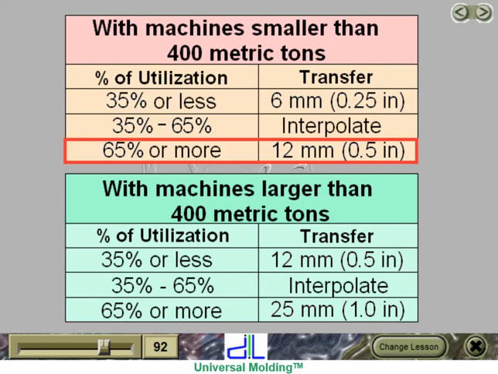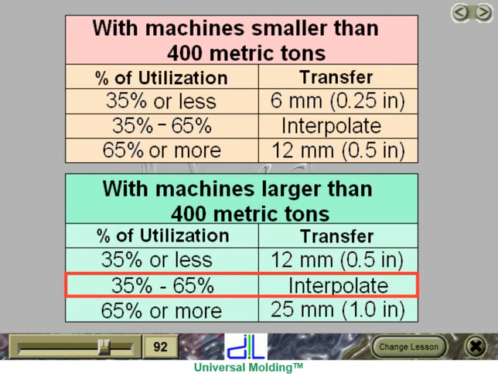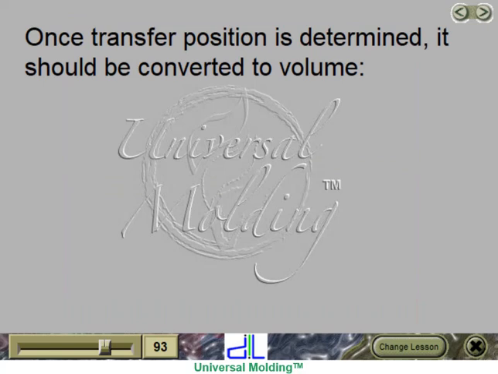With machines larger than 400 metric tons, if the percentage of utilization is 35% or less, transfer will be 12 millimeters or 0.5 inches. Between 35 and 65%, you'll need to interpolate, and 65% or more, transfer will be 25 millimeters or 1 inch. Once transfer position is determined, it should be converted to volume.